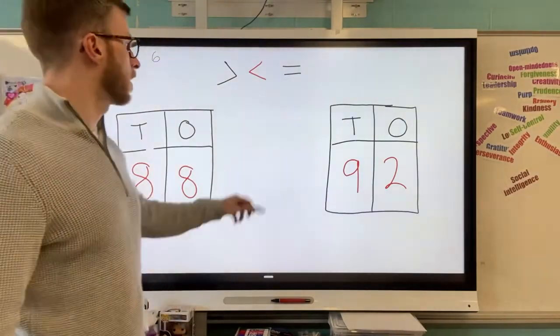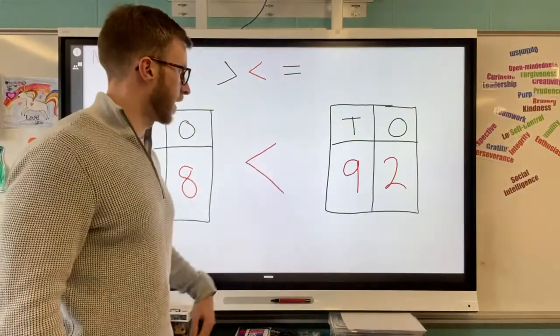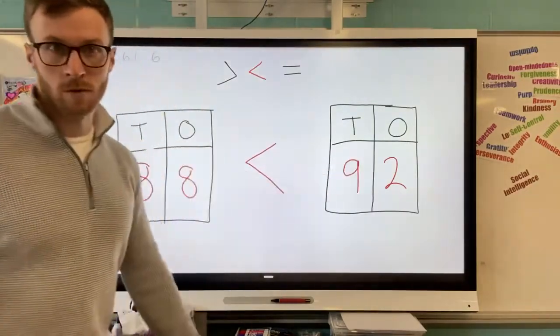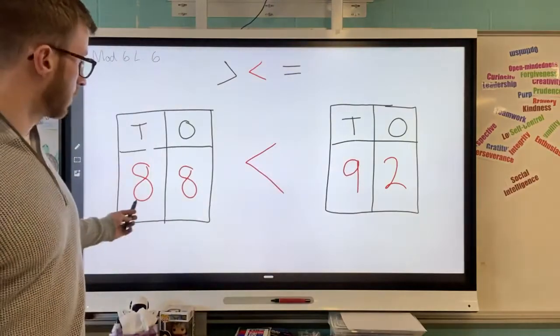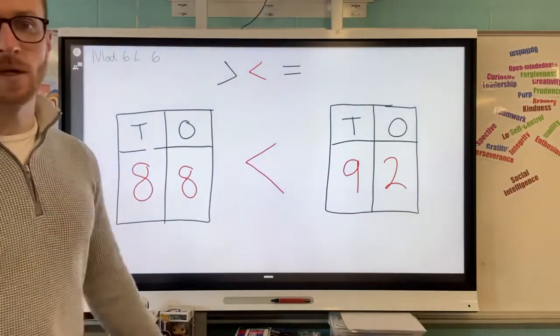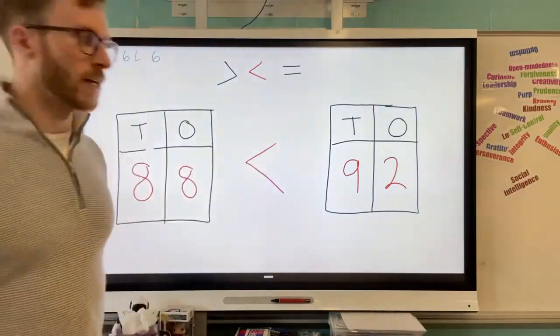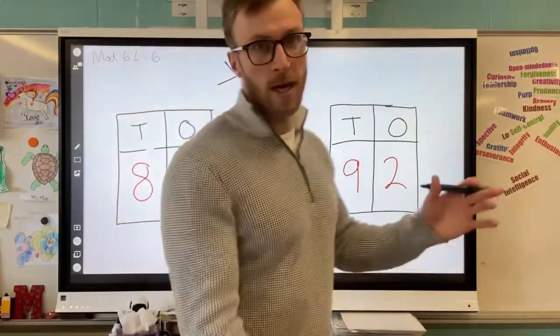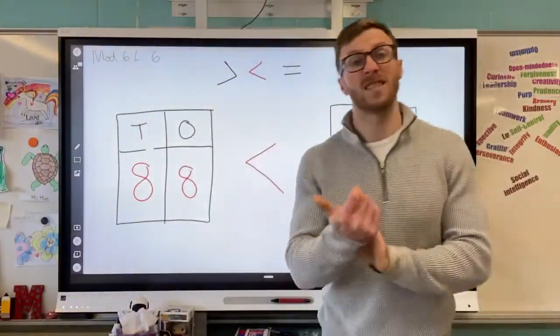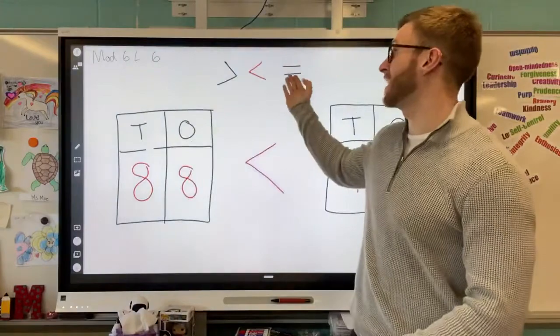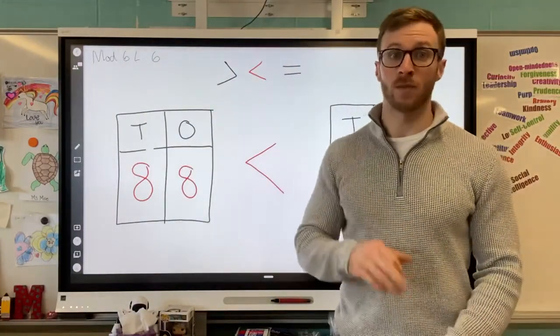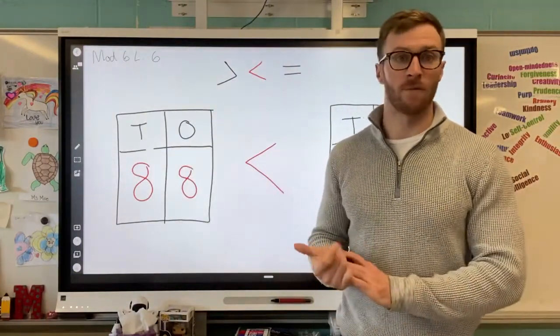88 is less than 92. If we look at the place, we can see right in the tens place that 8 is less than 9. Awesome. All right, you got everybody. Good work with the greater than, less than, or equal to today. We didn't do any equal tos, but you guys are pretty good at that. We've been doing that for a while.